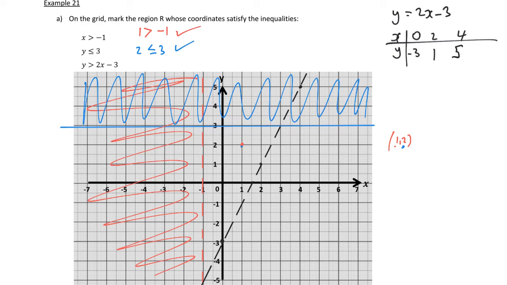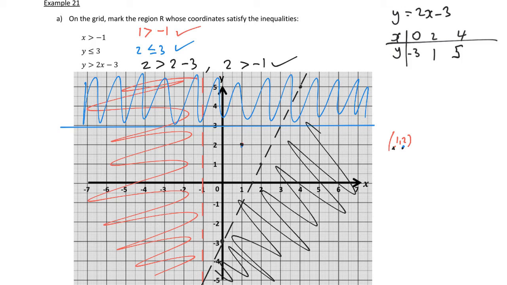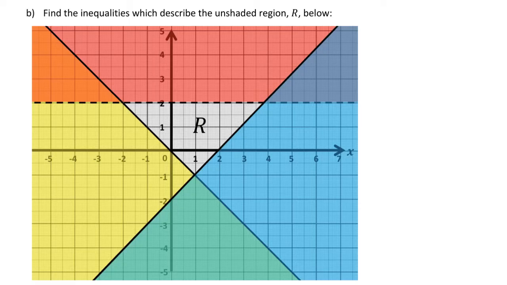And then the third inequality involves both of the coordinates. So y is 2, so 2 is bigger than 2 times 1 take away 3. So that means 2 is bigger than minus 1, and again that's true. So 1, 2 lies on the true side of the dashed line, which means everything below the dashed line is false, and we're left with this unshaded triangular region here. And we'll label this R. The next example then is find the inequalities which describe the unshaded region R below.